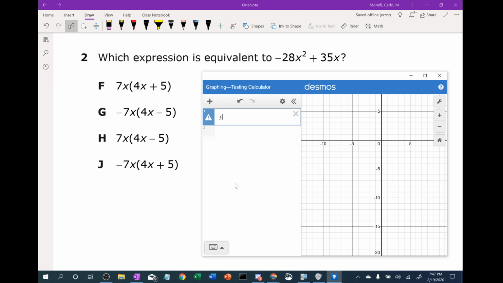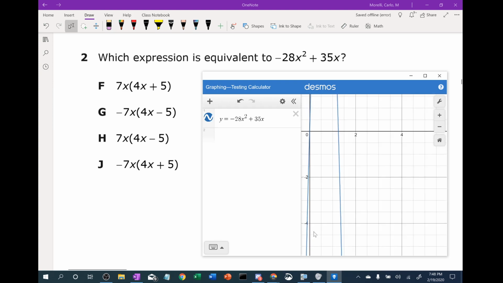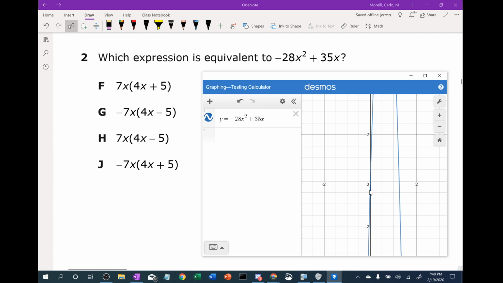So first we're going to put y equals negative 28x squared plus 35x. All right, and all we're looking for is to find an equation that just maps right over those lines. Exactly. So let's try letter F. So we'll try y equals 7x, open parentheses.